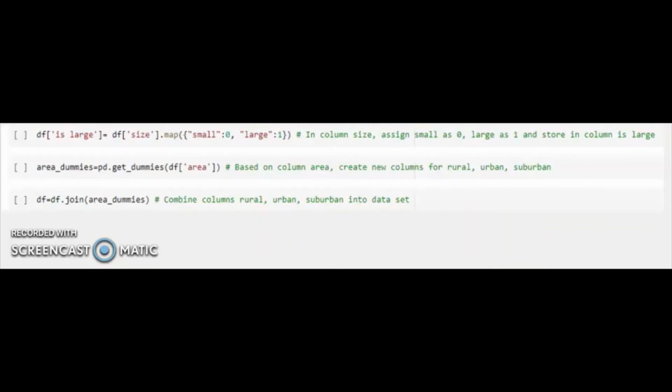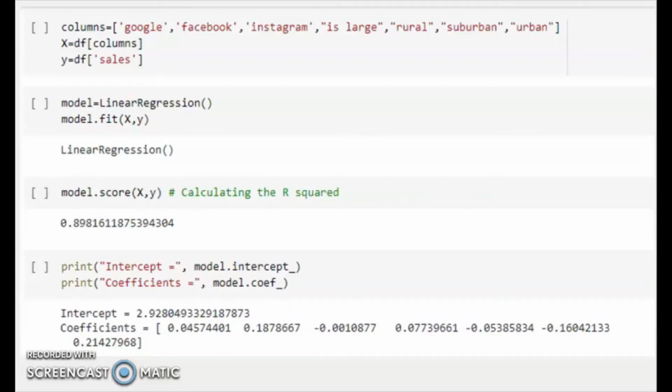Next, we converted size into binary response, large assigned as 1, small assigned as 0, and created a column is large. Then we created 3 columns: rural, suburban, and urban, and proceeded to build a multilinear model comprising of Google, Facebook, Instagram, is large, rural, suburban, and urban. The R square is approximately 0.898, meaning strong correlation.